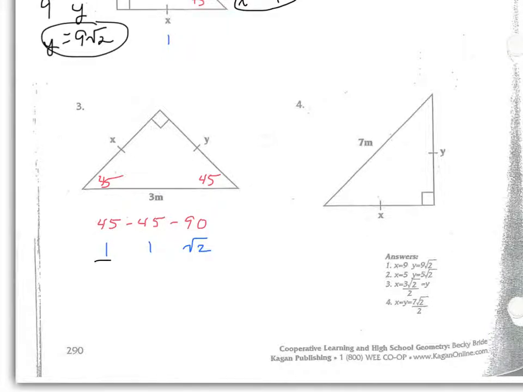And then we're going to create three ratios. What is across from one of the 45 degrees? Y. What's across from the other 45? X. What's across from the 90? 3 meters, right? And so we're going to use two ratios. I'm going to start with these two, just because they're next door. So let's solve that ratio. So when I cross multiply, don't I get x radical 2 equals 3? How do we solve for x? What's happening to x?